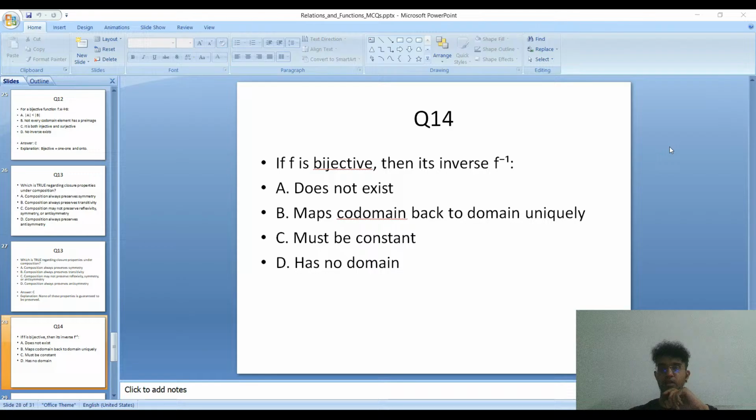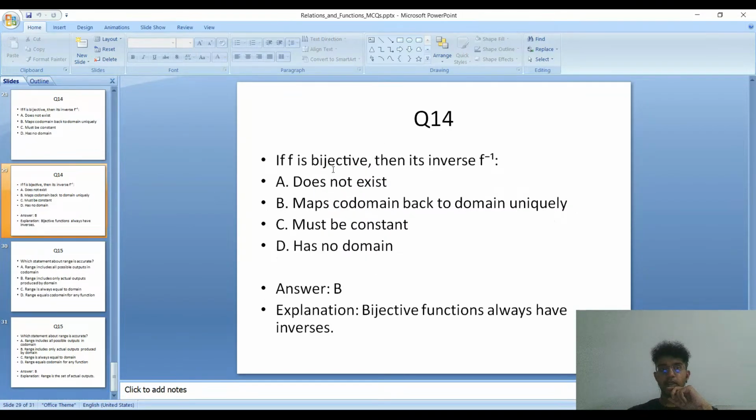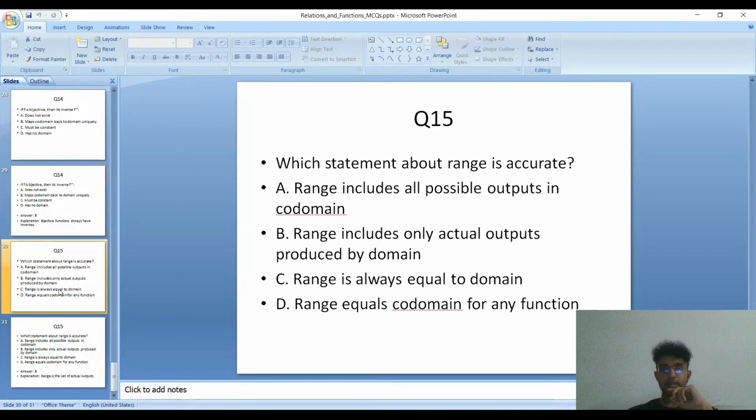If f is bijective, then its inverse, right? Then its inverse maps codomain back to domain uniquely. Is that the answer? Yes, that's the answer. So bijective functions always have inverses, and then they map the codomain back to domain uniquely, right? So y equals f of x, then x equals f inverse of y, right? Last and final question.